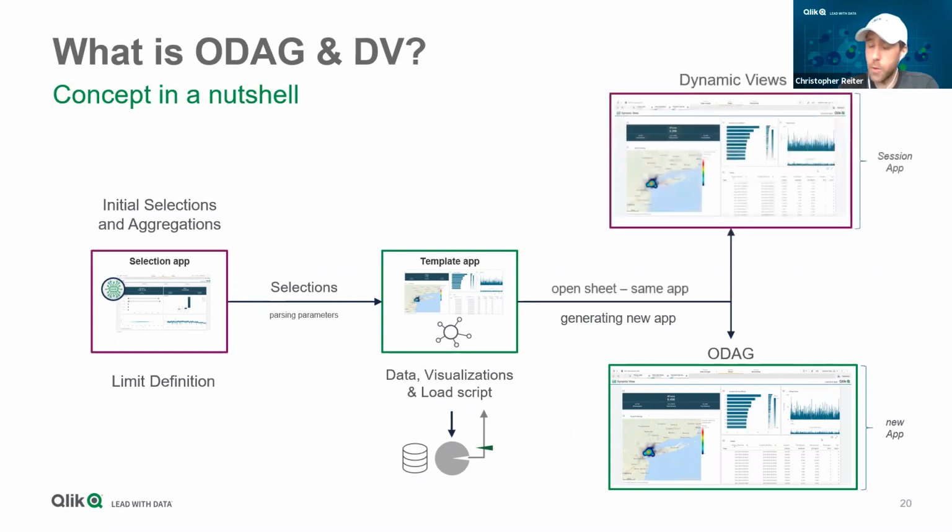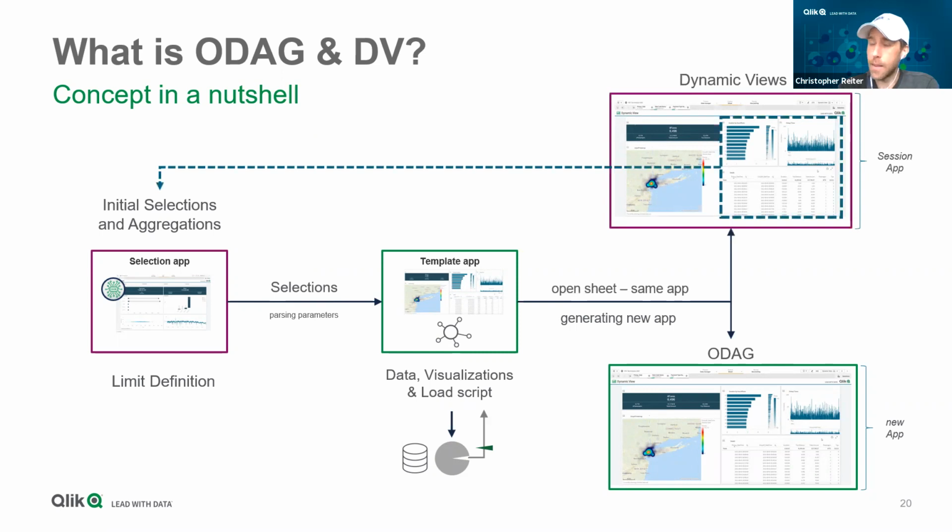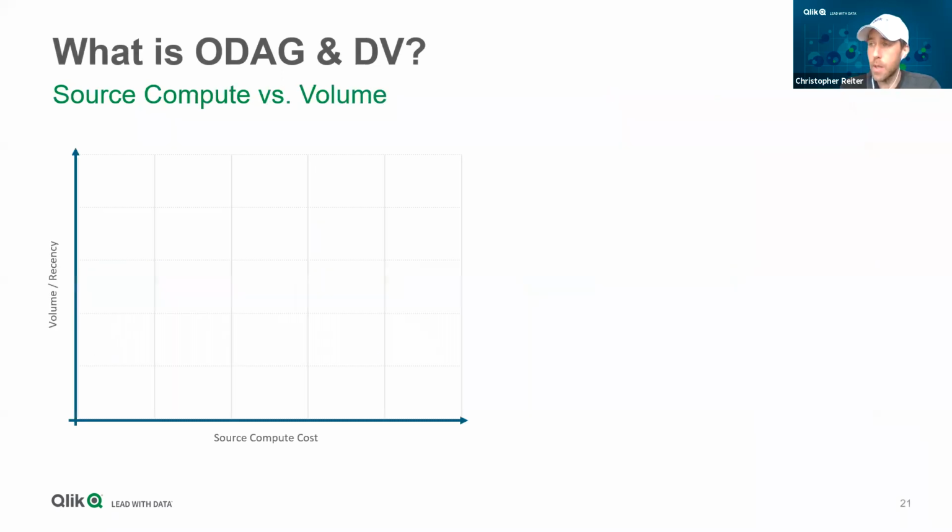The alternative is if you use a dynamic view approach, the output of that application is actually not a persisted separate app. It's what we call a session app, which means it just exists temporarily in memory, and the contents of it are injected back into the initial application, the selection app. So I know this is wordy, probably easier to just look at it. So let me just keep moving forward.